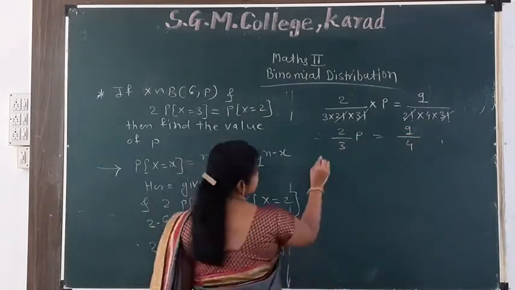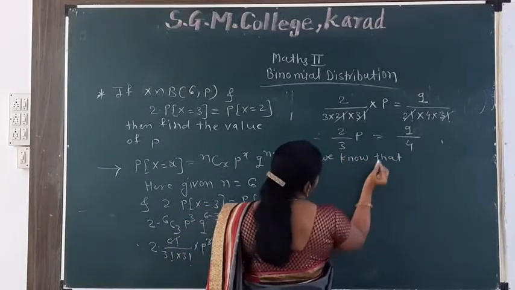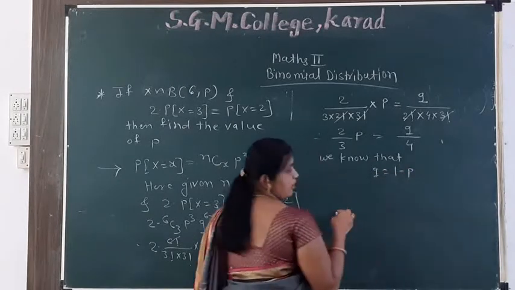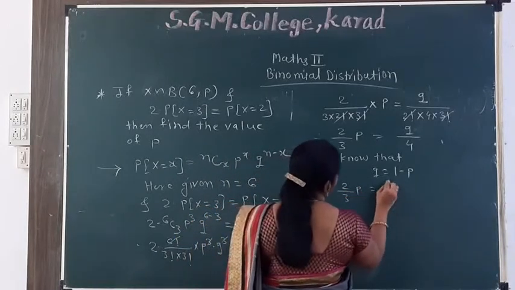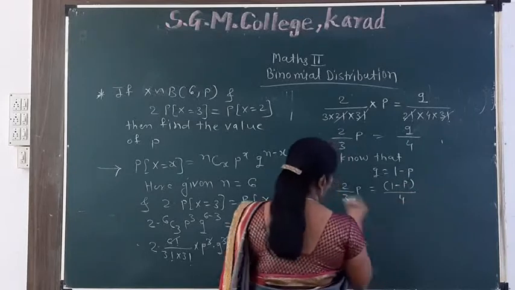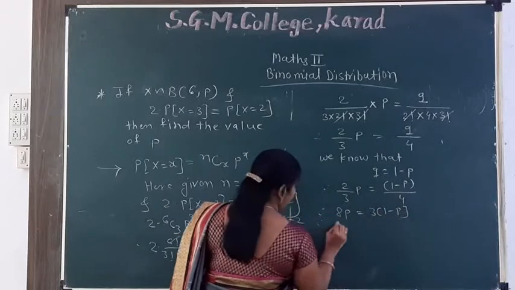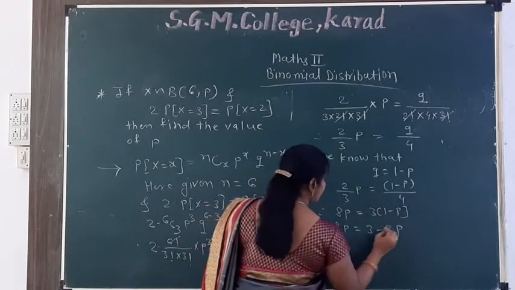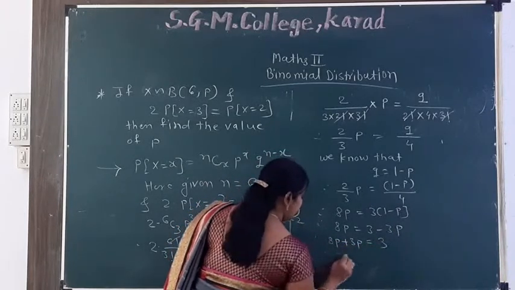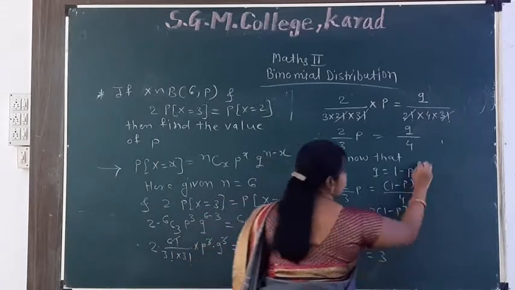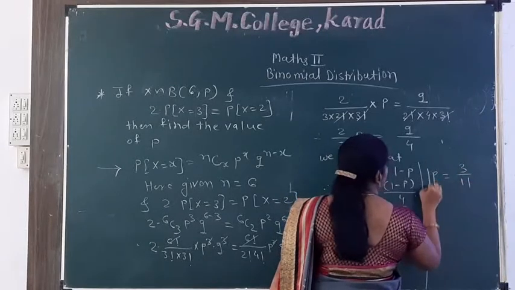Now we know that probability of failure is equal to 1 minus probability of success. So 2 upon 3 multiplied by p is equal to 1 minus p divided by 4. Now cross multiplication. So 8p is equal to 3 times 1 minus p. Simplify: 8p is equal to 3 minus 3p. Again simplify, so 8p plus 3p is equal to 3. So we get 11p is equal to 3. So we get the final p value is 3 by 11.